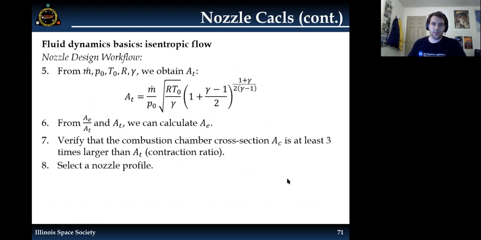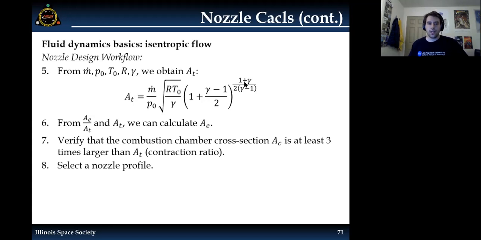we can then use many of the same variables plus your mass flow rate to determine the area of the throat. And then from the area of the throat and the previously determined expansion ratio, you can determine the area at the exit. You can verify that you have the correct contraction ratio if your combustion chamber cross-section area is 3 times larger than the throat. Most nozzle calculations are about the diverging section, which is the throat to the exit, but there's also the converging section at the beginning, where it goes from the combustion chamber towards the throat, which is also important to look at.